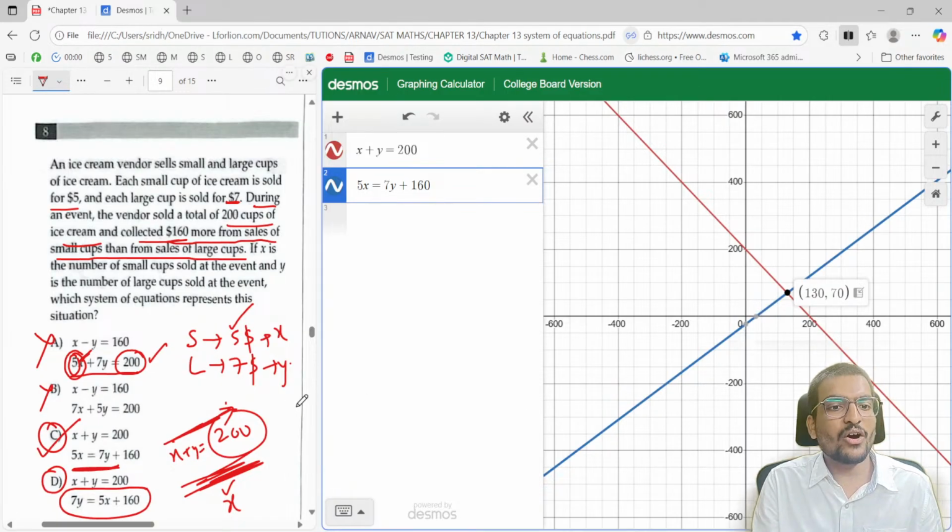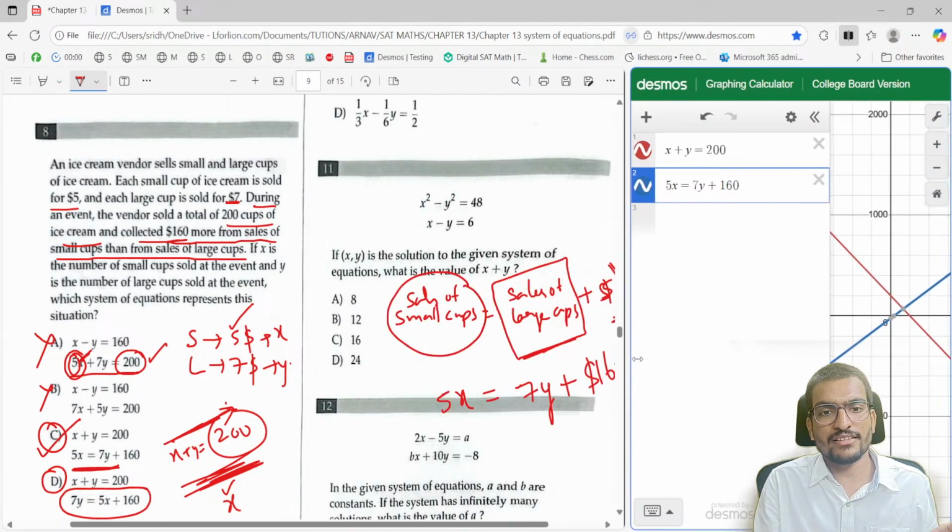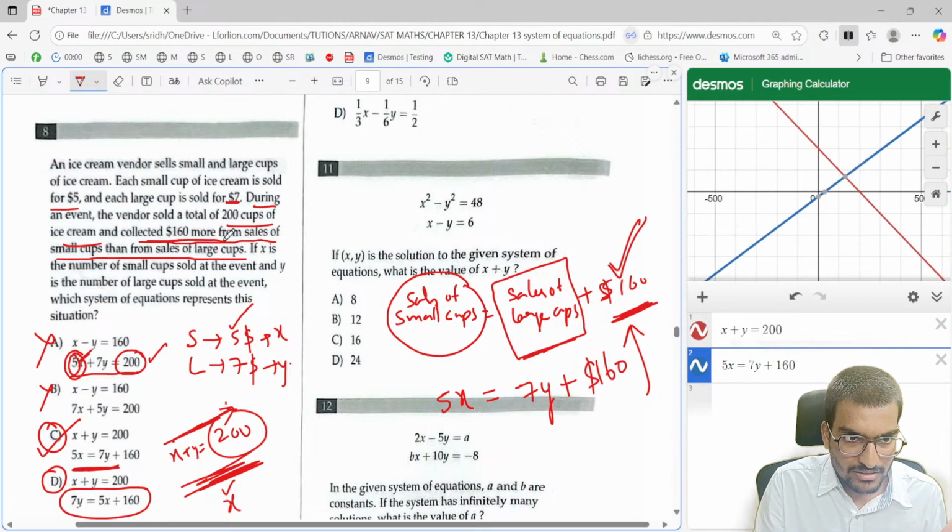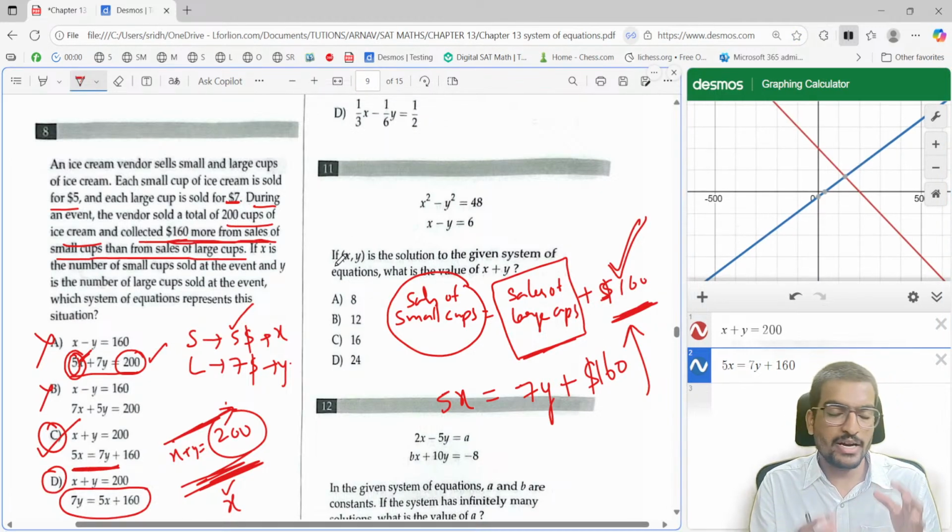So this is one thing. Or else you can go with what I said here. You can write this thing in the word format and just go with that.